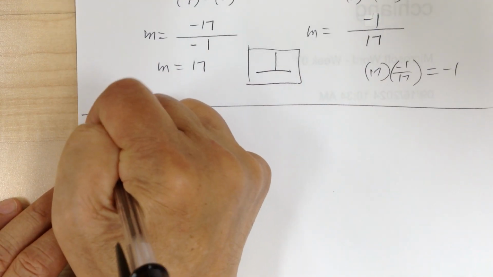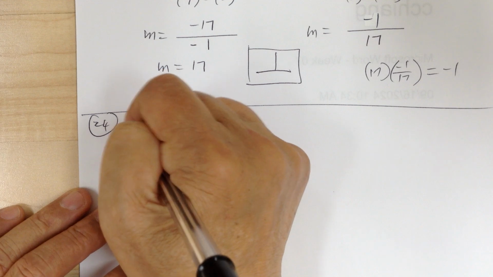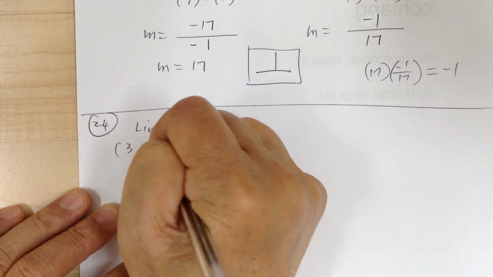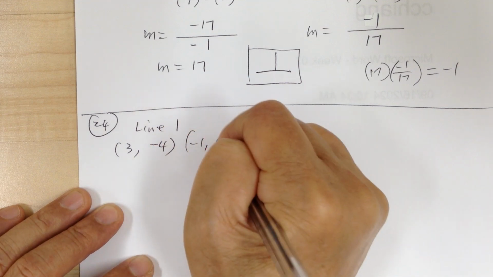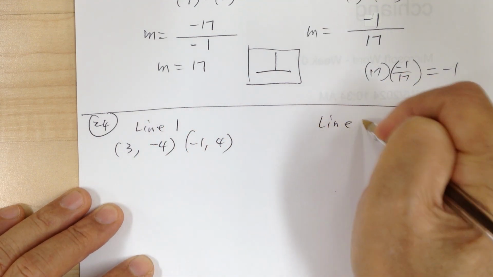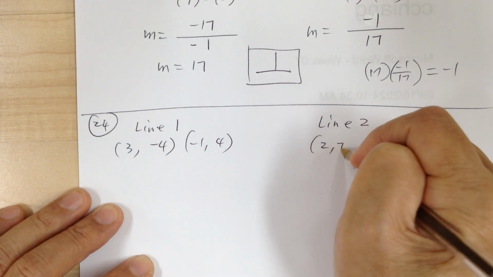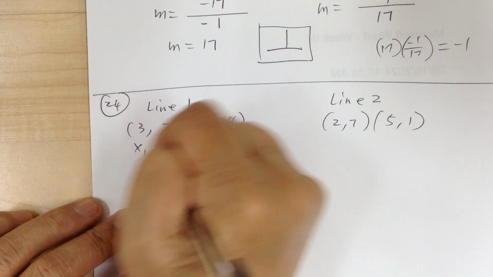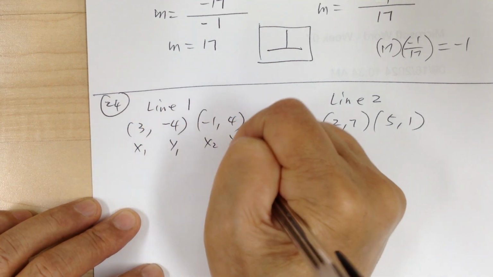Okay, 24. Again, line 1 is 3, negative 4, negative 1, 4. And line 2 is 2, 7, and then 5, 1. So you can label your x1, y1, x2, y2.